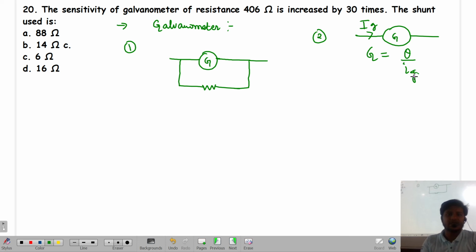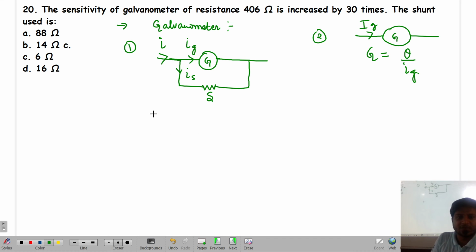Next, if I consider this line, and I pass total current over here as I, and connect one resistance in parallel over here, this resistance is called shunt resistance. It is denoted by S. So if I is passed, one current will pass through the shunt, another current will pass through the galvanometer or not? And this time the deflection will be different or not?